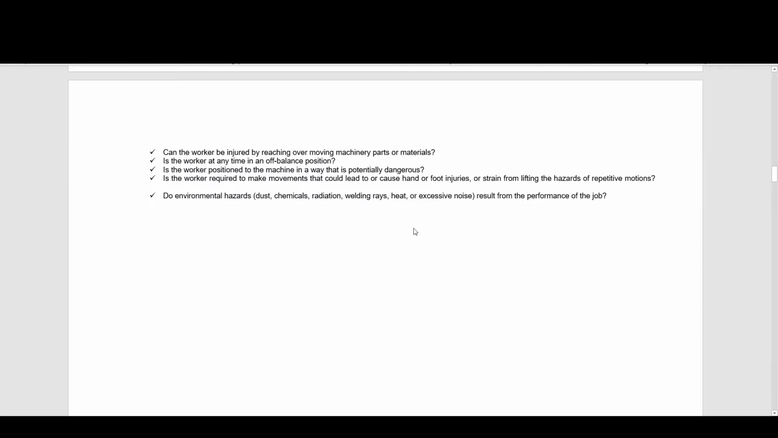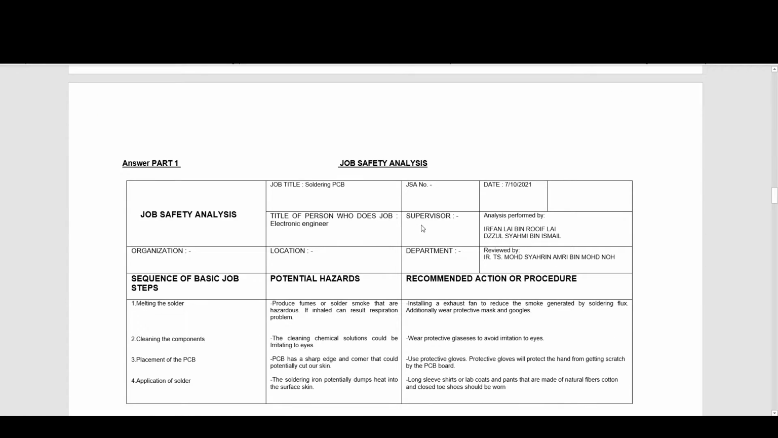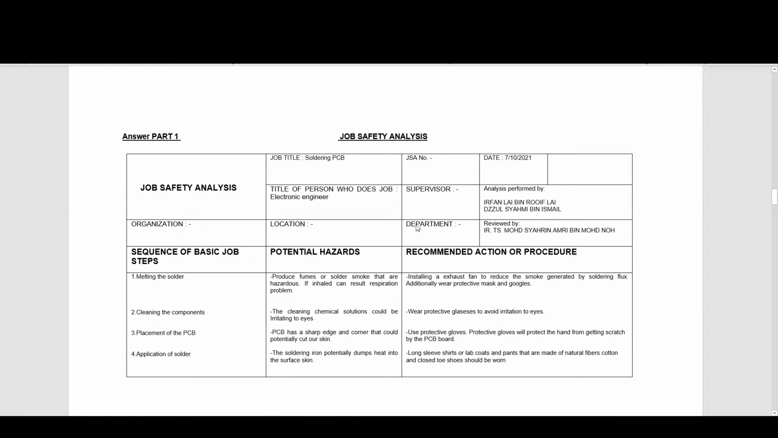So how is a JSA actually created? A JSA is created in table form. In this table we include our organization, location, the department, the supervisor, and the people who are going to analyze it. We have a job title, what the job actually is, and the title of the person, maybe an engineer or a technician. We have a JSA number as well as a date.